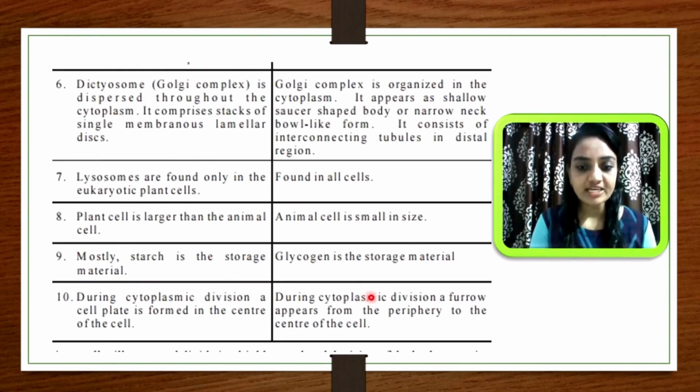During cytoplasmic division in animal cells, what happens? A furrow will be formed between the two cells, and the furrow will appear from the periphery to the center of the cell, which we will learn in detail in chapter number 10, where we will discuss how cell division occurs. So this tenth point is part of cell division, indicating how the cell is dividing. We will discuss this point in chapter number 10.